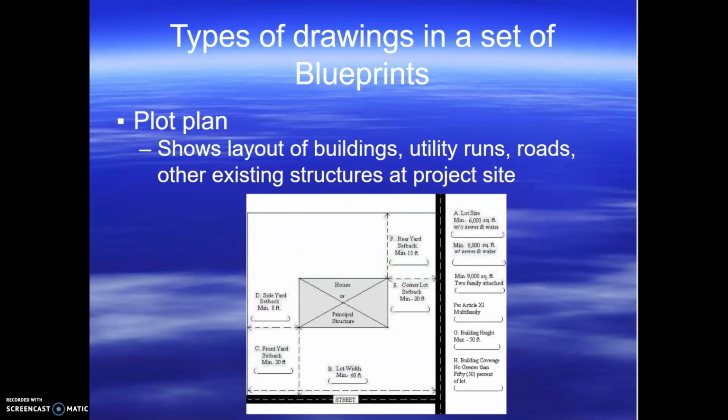Next are plot plans. Plot plans show the layout of the buildings, utility runs, roads, and other existing structures at a project site. With this plot plan example here, it looks like they're going to build a home, but you'll see in relation to the home where the streets are, where other homes are as well, and how close homes are to each other. This is really important to some people, just so they know that they're not going to build their home on, let's say, a sewer line, or if there are some other issues with the plot or with the land that they're building on. This is what they will reference to make sure that they're building on a good piece of land.